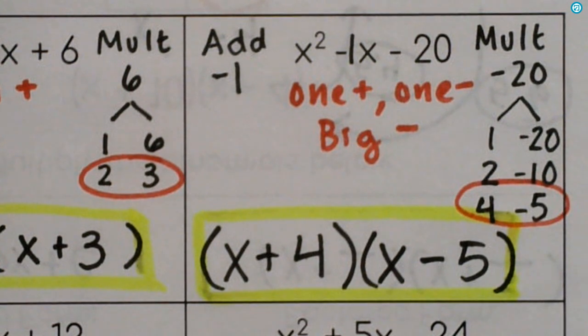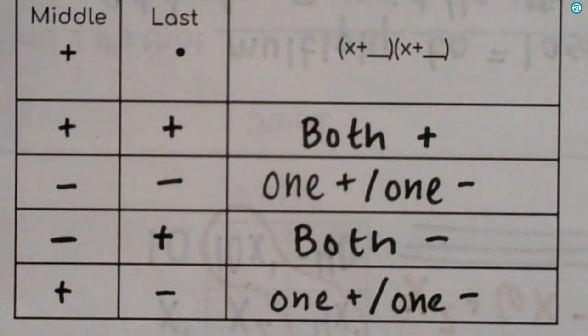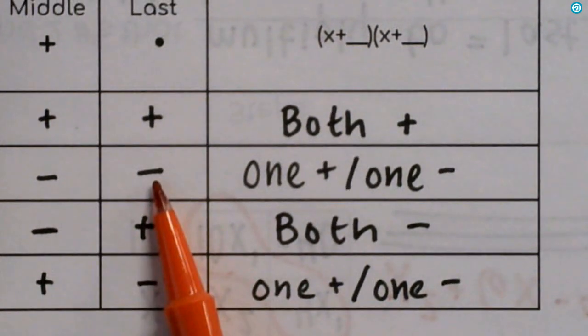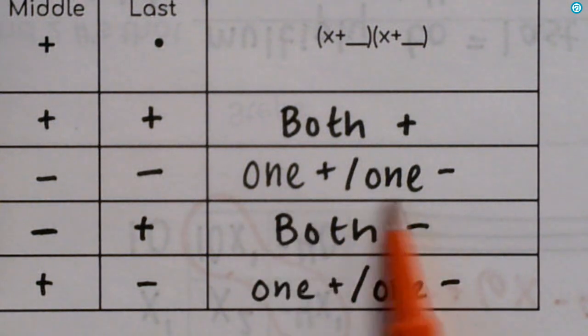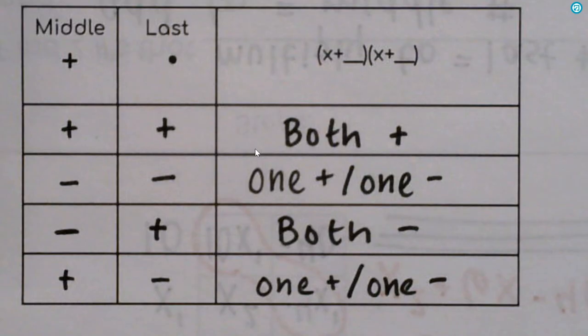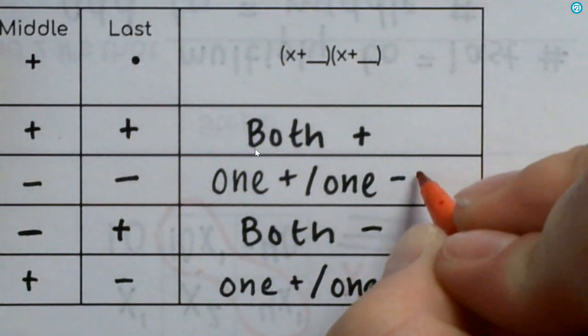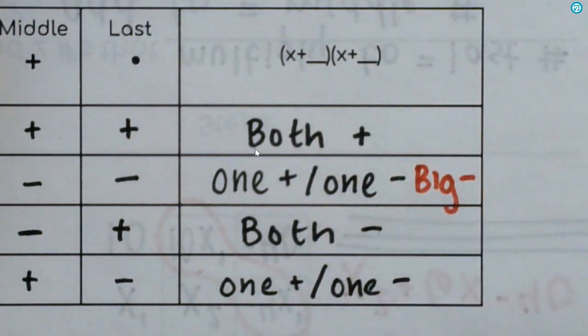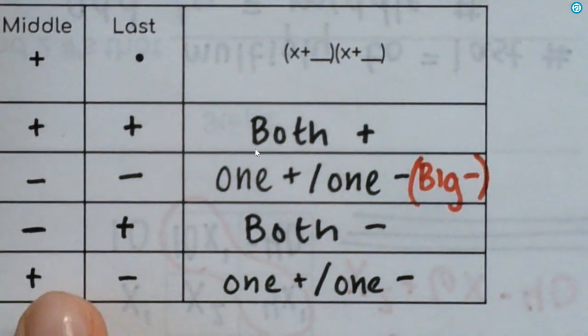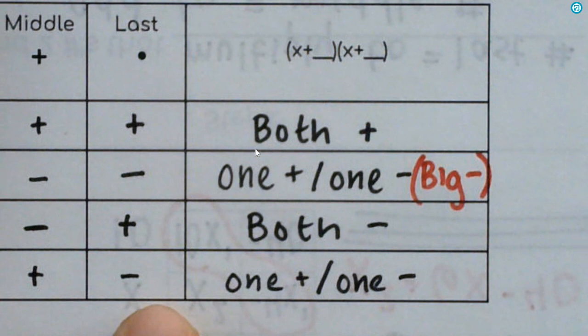Okay, I want to hop back up to my table and add in that extra thing that we just figured out, which is that if I need to add to be negative and multiply to be negative, it's 1 positive, 1 negative. The bigger one is going to be negative. So I'm going to write down big minus. Which means that if I'm going to add to be positive and multiply to be negative, that means the bigger one needs to be positive. So I'm going to add that here too.